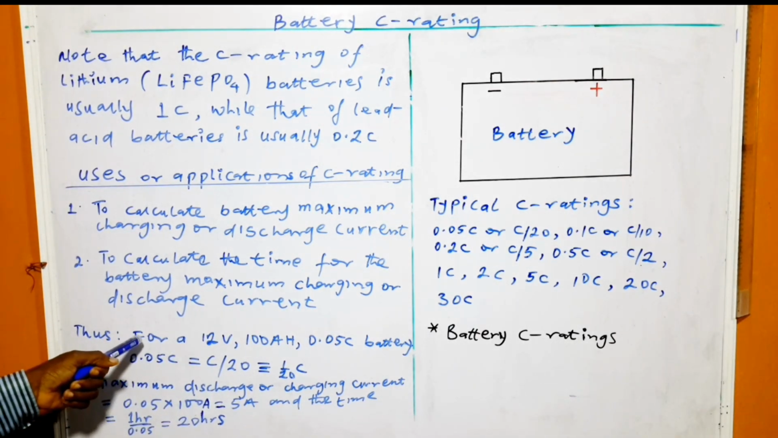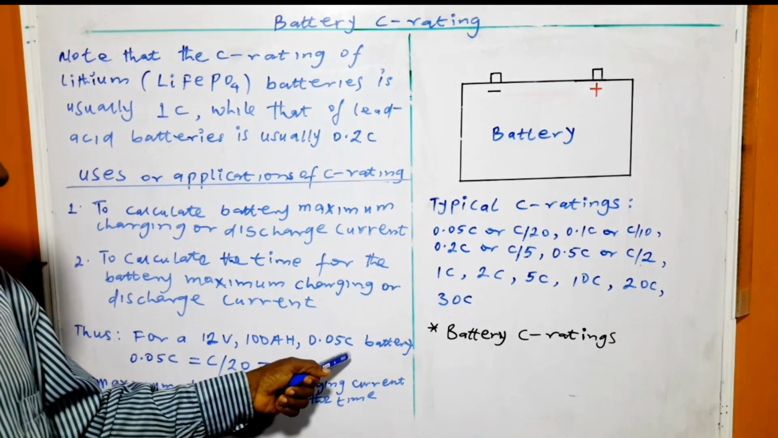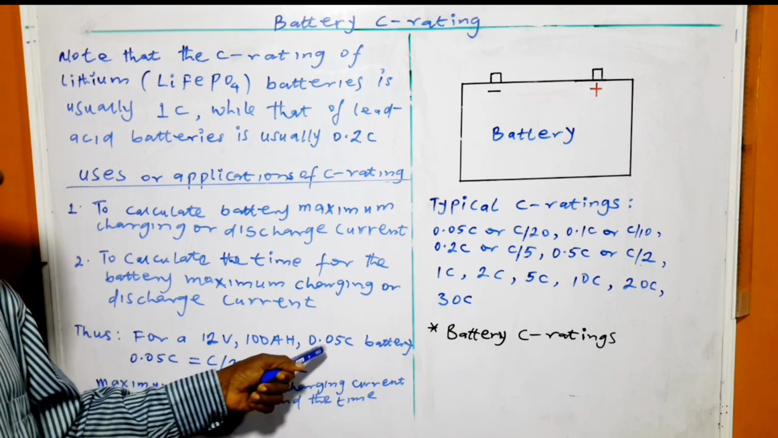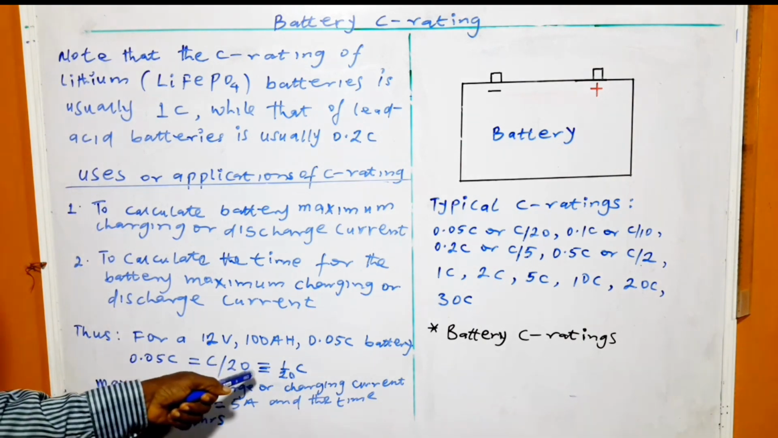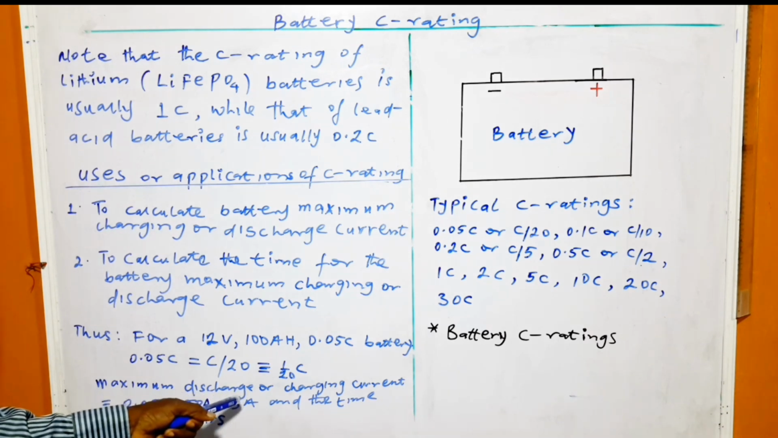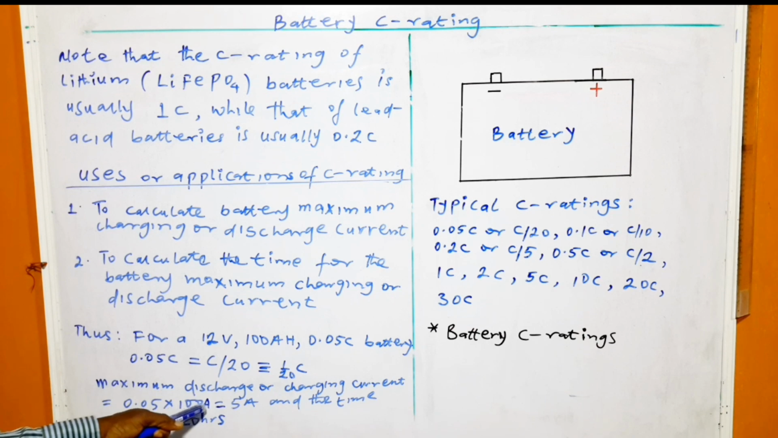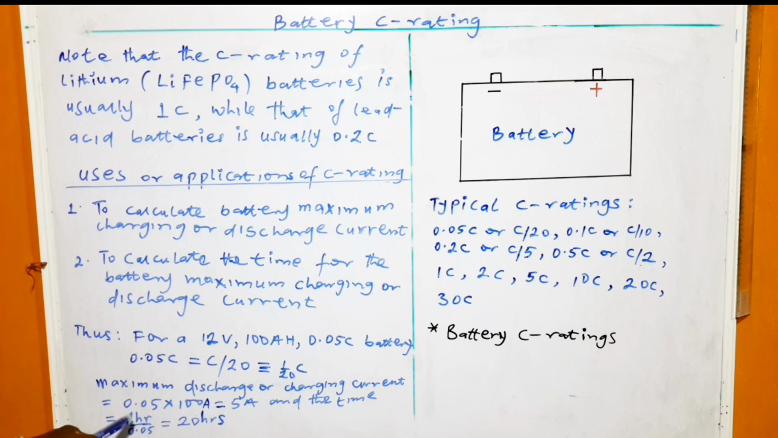Now, for example, for a 12 volts 100 ampere hour 0.05C battery, this is the C rating. Note that 0.05C is the same as this and this. Now, maximum discharge or charging current is equal to 0.05 times 100 ampere, which is 5 ampere. And the corresponding time is 1 hour divided by 0.05, which is 20 hours.